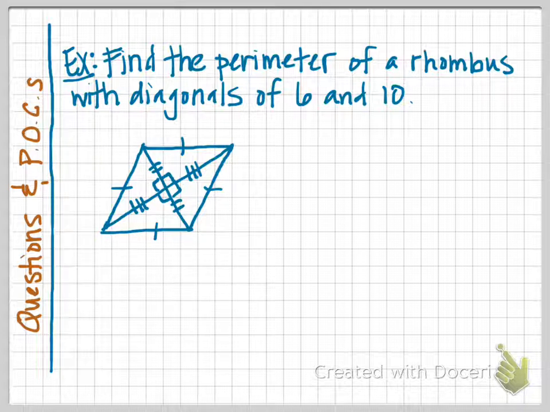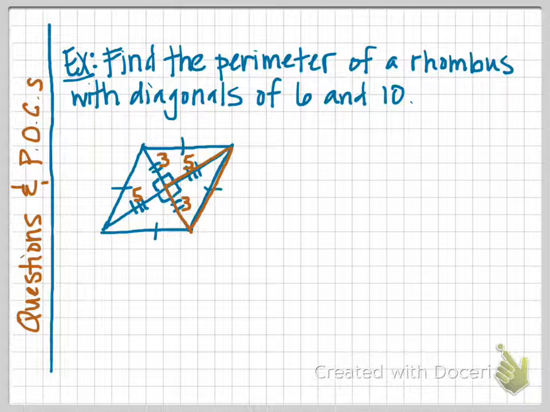The diagonals are 6 and 10. The shorter diagonal is 6. That means each of its halves equal 3. And the other diagonal, which has a length of 10, has been bisected into lengths of 5 and 5. So let's go ahead and focus on one of the triangles. Okay, let me switch colors here.